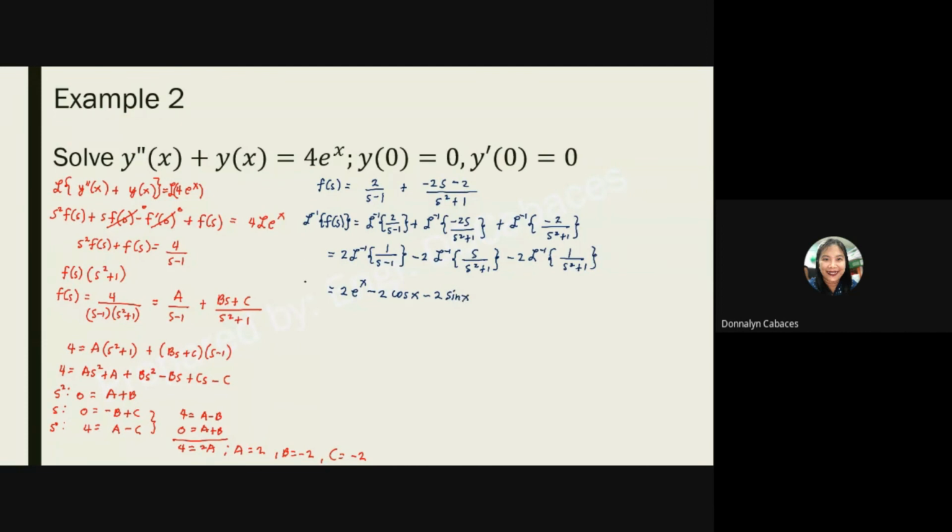Or simply, our function f of x this time, since I use here a function of x, the inverse Laplace, which is a function of x, is equal to 2, you can factor out 2, e to the x minus cosine x minus sine x. And that is now the solution of our given differential equation.